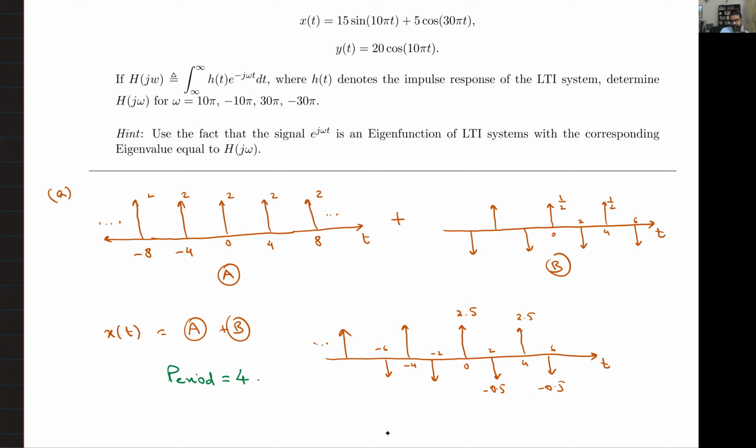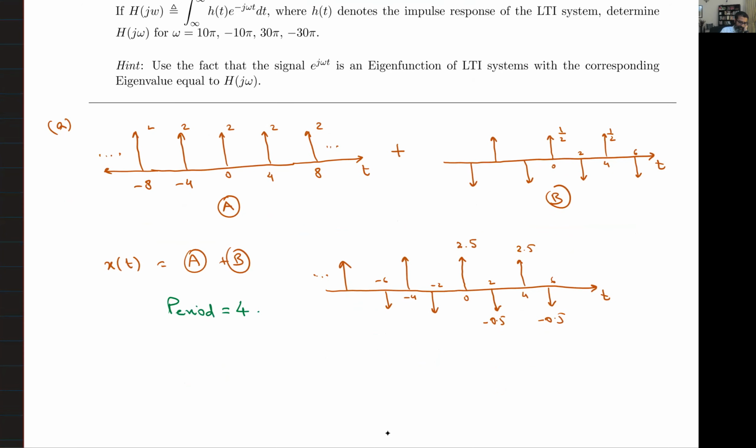There are multiple ways I can do it. I can use the properties directly or some known results, right? But instead, let's just apply the definition. The definition tells me that the Fourier series coefficients, the a_k's, are equal to 1 upon T, which is 4, integral over 1 period, of x of t. And what period should I choose?